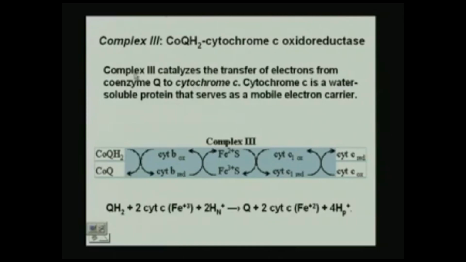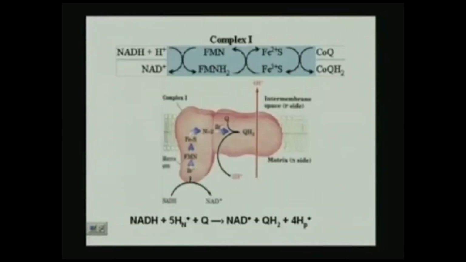Now, here we have complex 3 that catalyzes the transfer of electrons from coenzyme Q to cytochrome C. If you remember, in the first complex, Q formed QH2. Coenzyme Q actually formed CoQH2. Now, what has to happen? The QH2 has to get back to Q. Otherwise, you cannot have another NADH go to NAD plus, as simple as that.